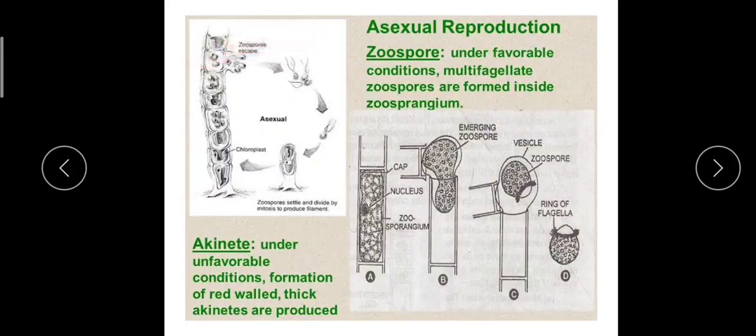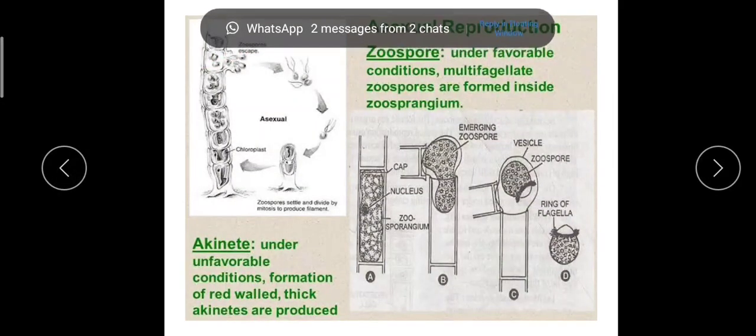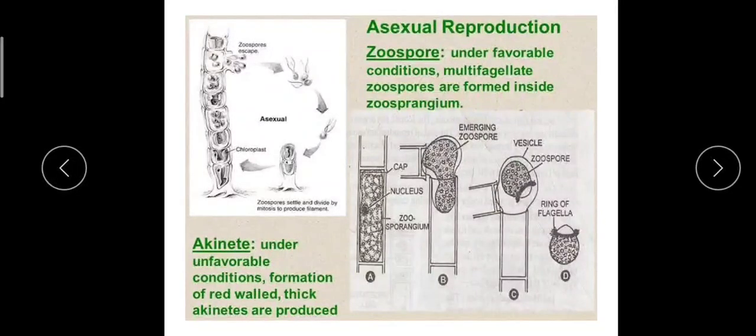So to brief, reproduction in Oedogonium takes place through vegetative, asexual and sexual methods, and here we were discussing particularly the asexual method. The vegetative method is common through fragmentation. Asexual reproduction occurs through two methods, zoospore formation and akinete formation.